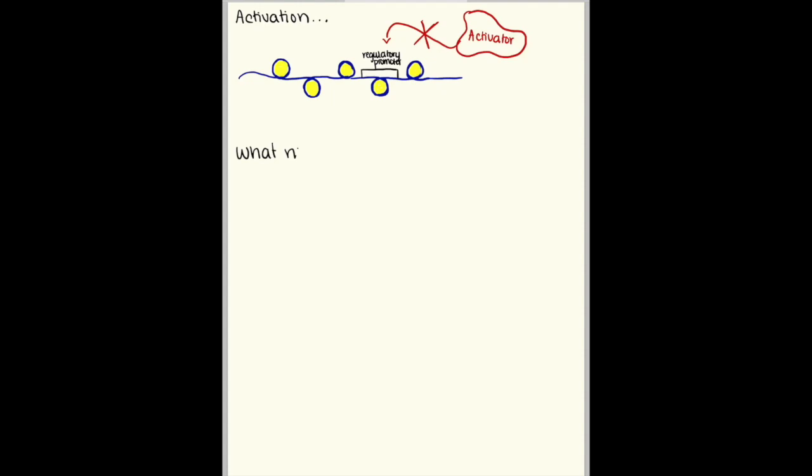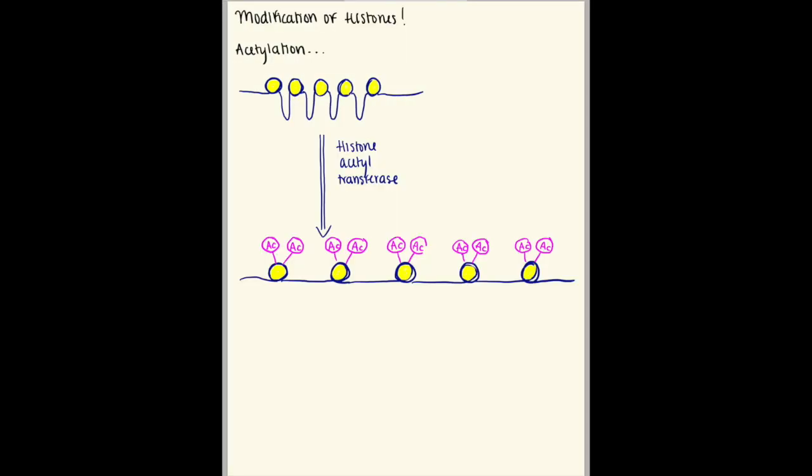The activator can recruit enzymes that add acetyl groups and remove methyl groups from the tails of the histones in the nucleosomes. By modifying the histone proteins, the position of the nucleosomes can be changed, allowing for the DNA to become less condensed. This will allow the activator to access the necessary DNA sequence. Let us look at some modifications that can be done to histone proteins in order to change the positioning of the nucleosomes. One modification that can be done is acetylation.